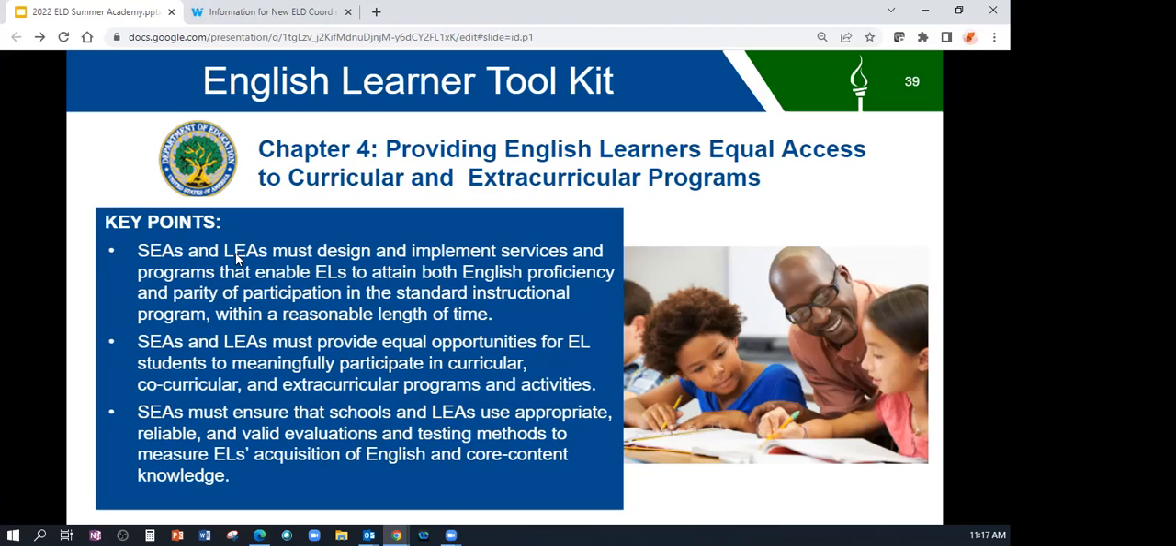State and local agencies have to design and implement services that enable them to attain English and participate within a reasonable length of time. They have to provide opportunities for participation in curricular, co-curricular, and extracurricular programs and activities. The state works to ensure that schools and LEAs use appropriate, reliable, and valid evaluations and testing to measure the acquisition of language.